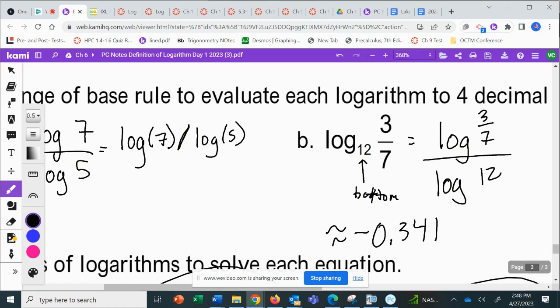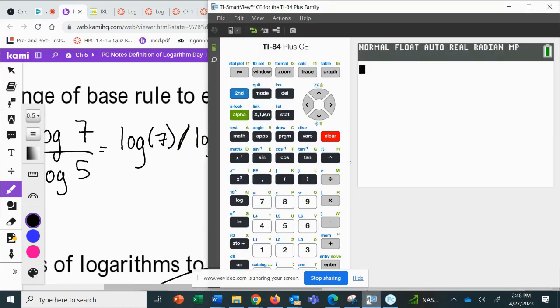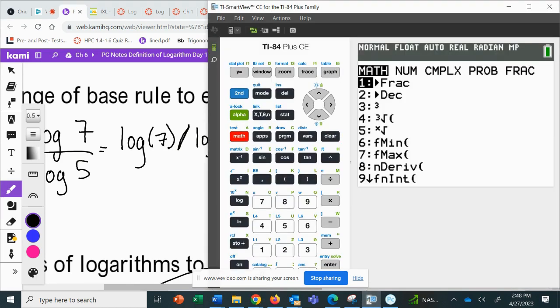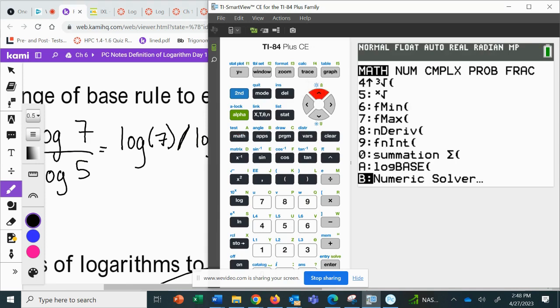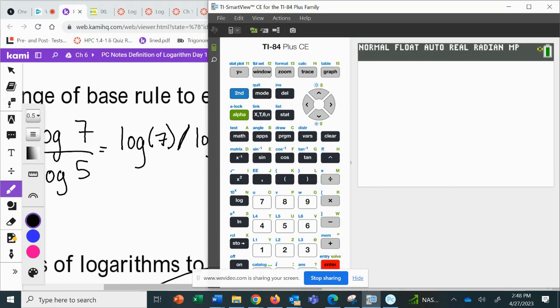The other way, here's my graphing calculator. You would go under math, and then under math, you just arrow up until you see log base. So you arrow up until you see log base, you hit enter, and then it just lets you put the 5 and the 7 in. It is easier. You forget your graphing calculator, I'm not teaching you the other way.